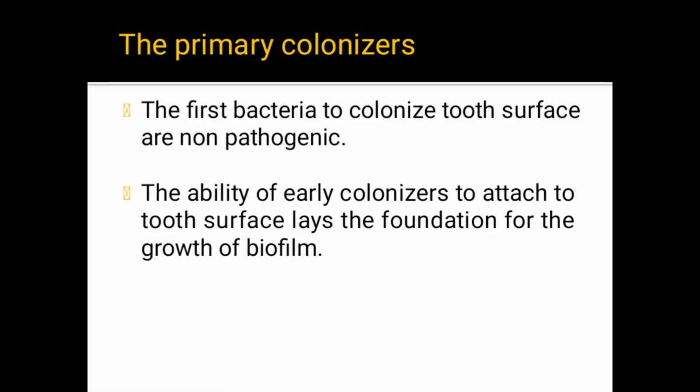Now moving towards another important topic, which is the very important difference between primary and secondary colonizers. So let's start. Bismillahirrahmanirrahim.